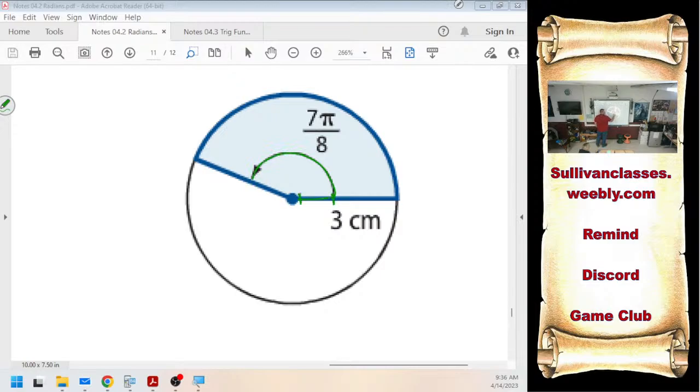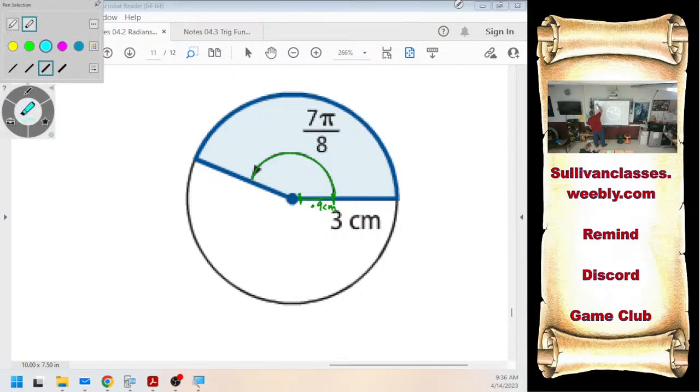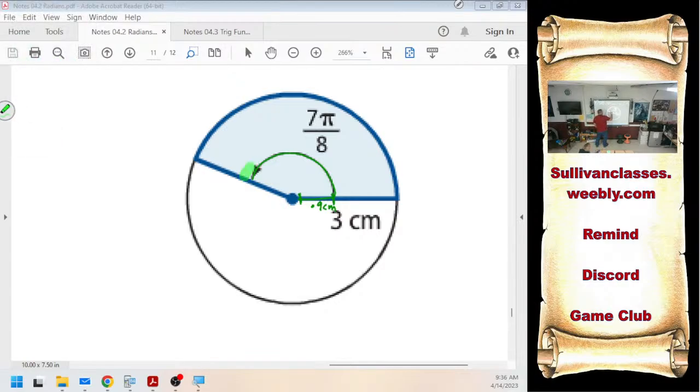What if I said this was 0.9 centimeters and then told you to find that area? Okay? The targets, dartboard targets.